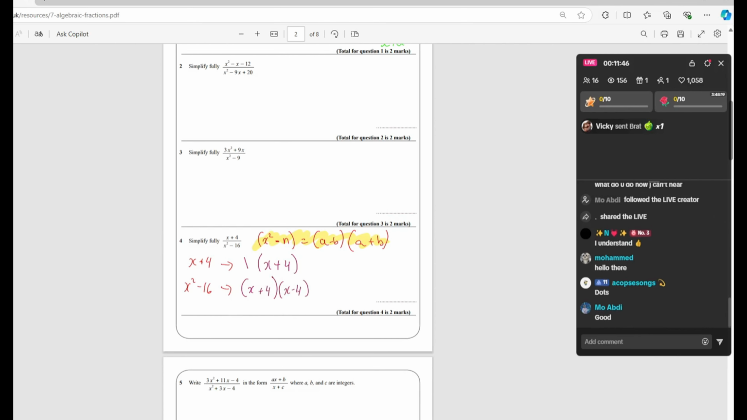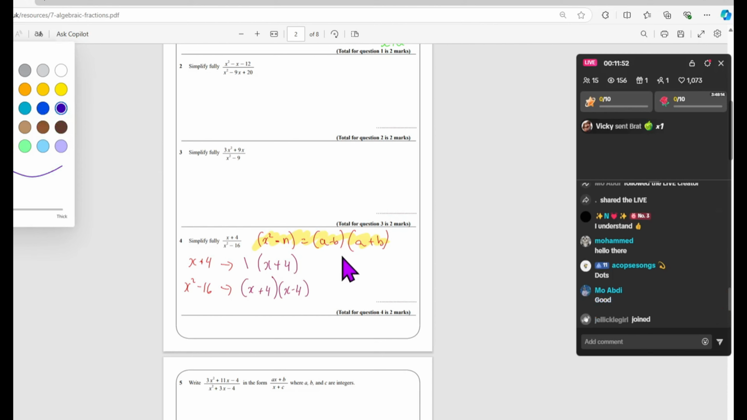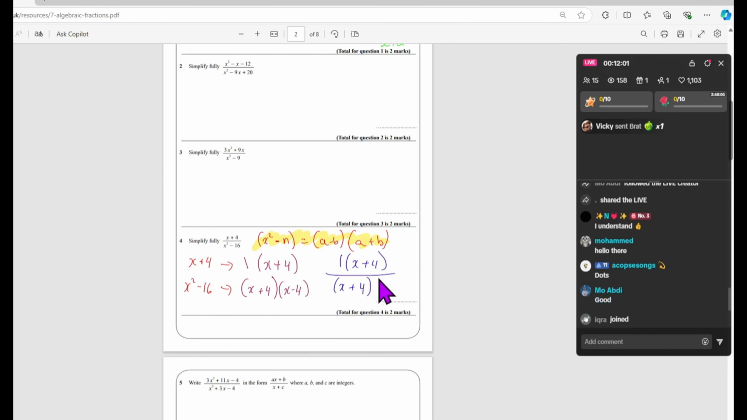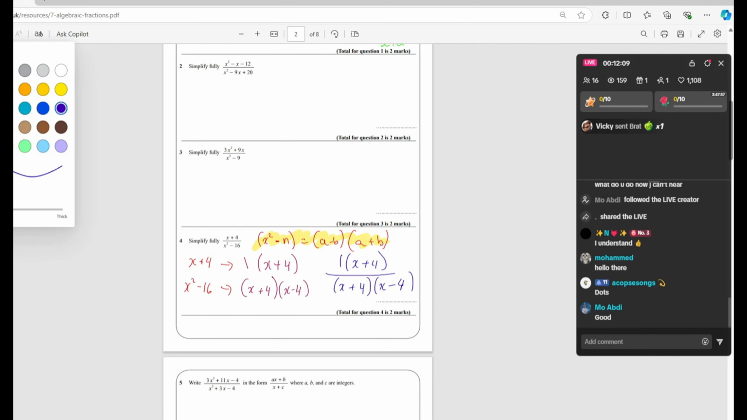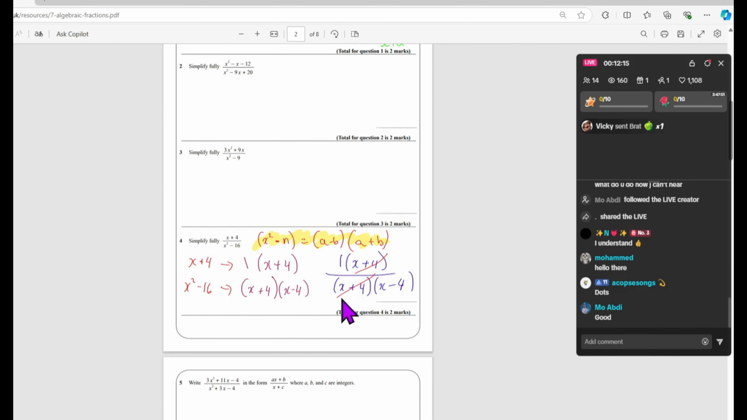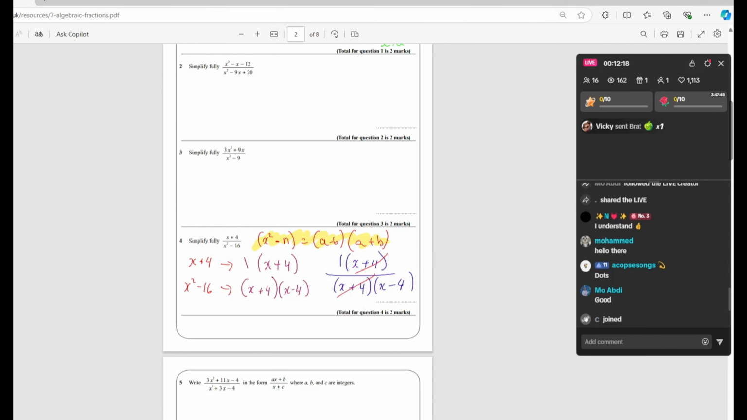And then you're going to put this back into the fraction, and you will get 1 times x plus 4 over x plus 4 and then x minus 4. You'll notice that we have 2 brackets which are common. So we see we have x plus 4 and x plus 4 common. Cancel them out, and then we are going to just have the remaining fraction. So the final answer will be 1 over x minus 4. And that would be your final answer.